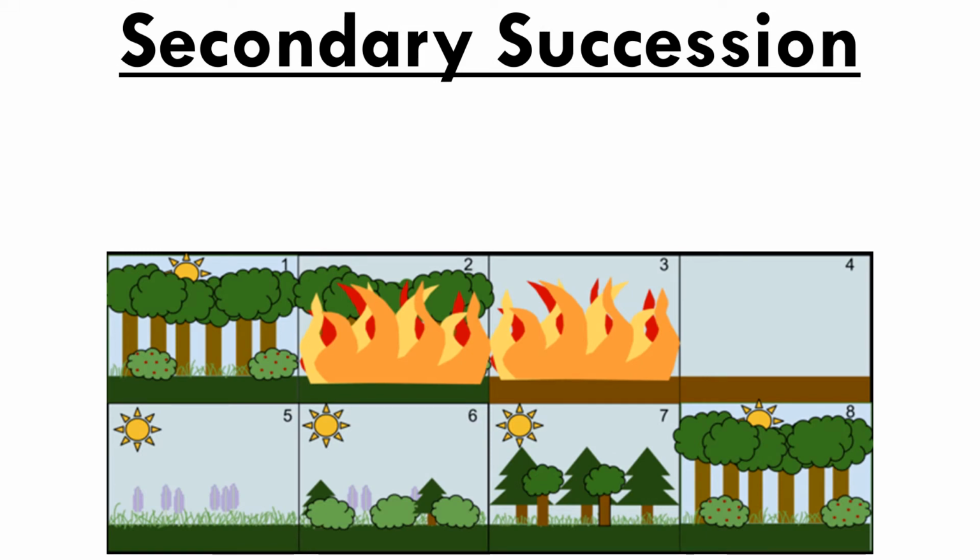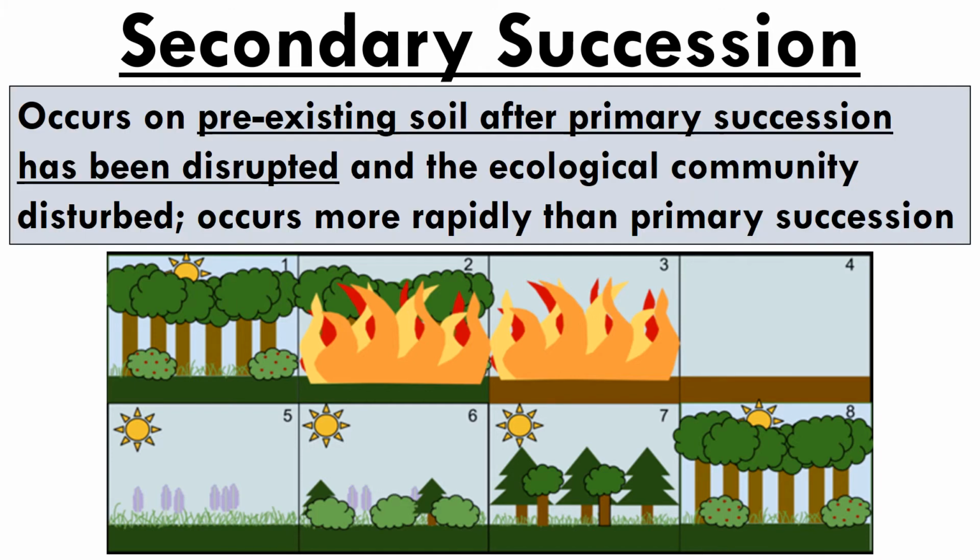So if primary succession starts on rock, you can probably work it out, then with secondary succession, you've got soil. Secondary succession occurs on pre-existing soil after primary succession has been disrupted. So forest fires, that's been in the news a lot recently, and there'll be areas in Australia beginning to go through secondary succession. So the woodland's gone, but you're left with the soil. And as a result, because you've got soil, it occurs more rapidly than primary succession.